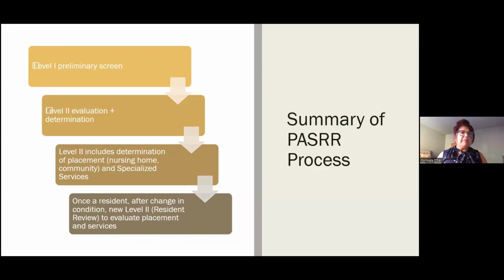So again, I'm just giving it to you in another form. Level 1, level 2 plus determination. Level 2 includes determination of placement and specialized services. And then resident review is for a resident: if there are any changes in their condition, the nursing home can request a new level 2 evaluation.